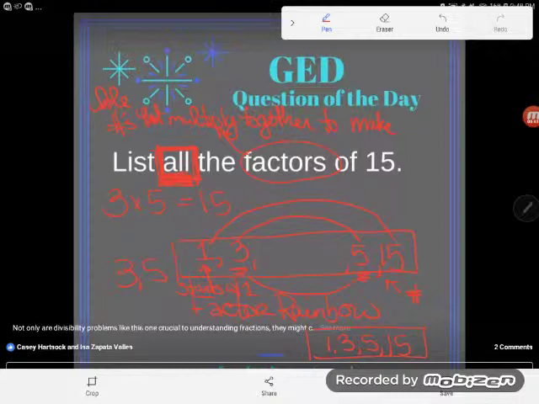And if 15 is kind of a simple example for this concept, I'd be surprised if it was this simple on the GED. So if you need practice with this concept, check out the full-length video that I have on finding all factors.